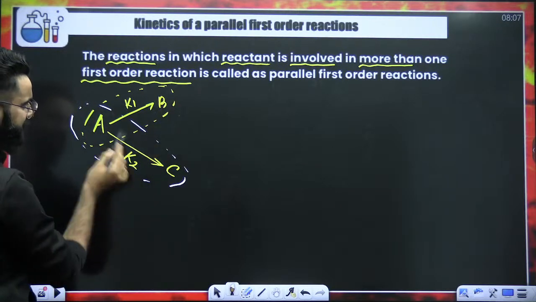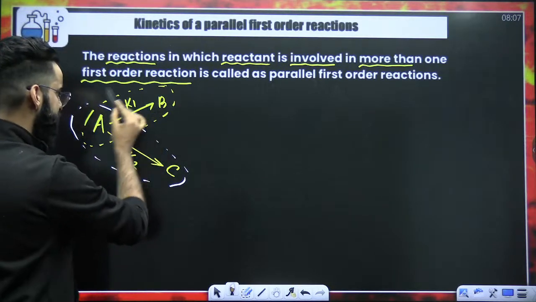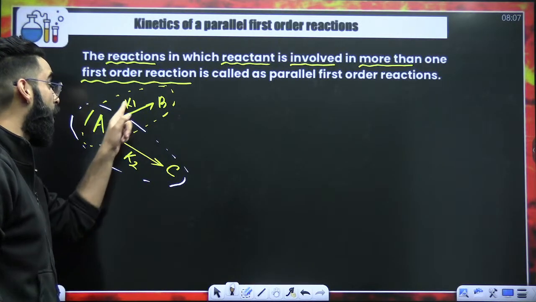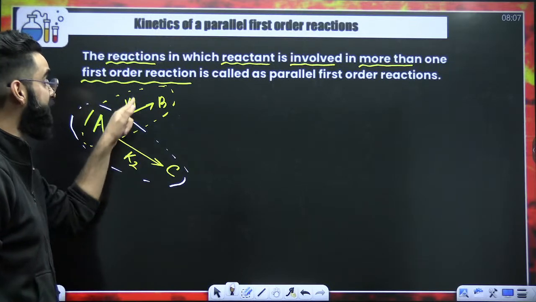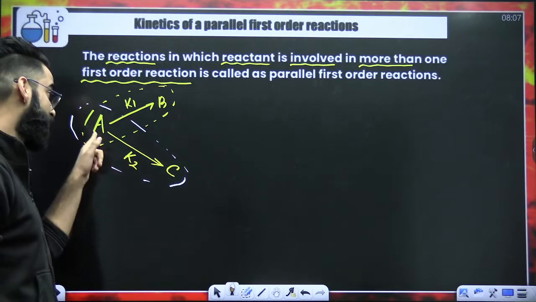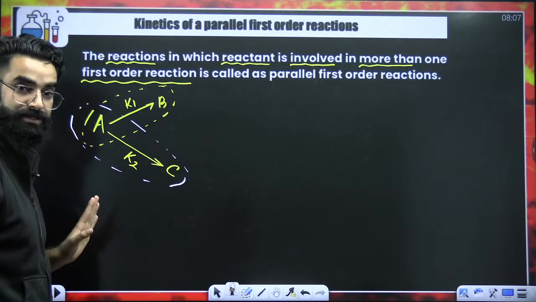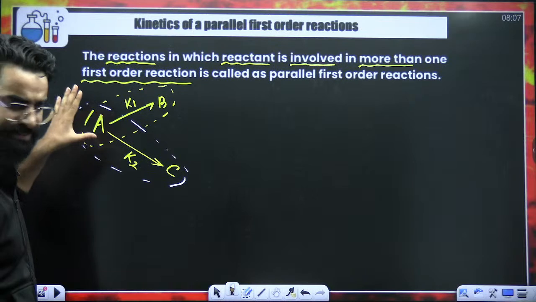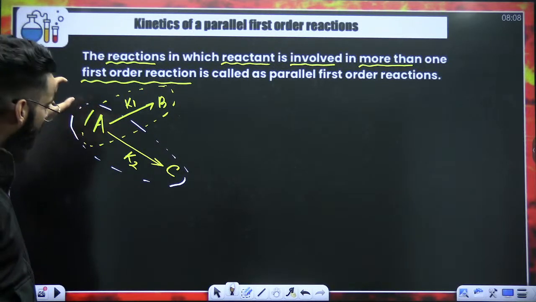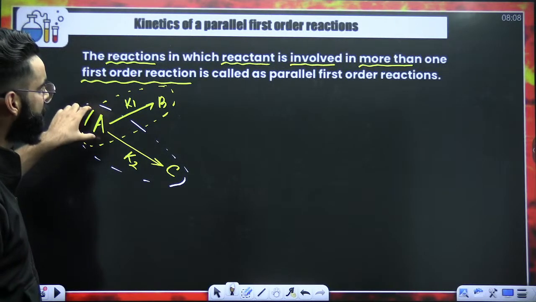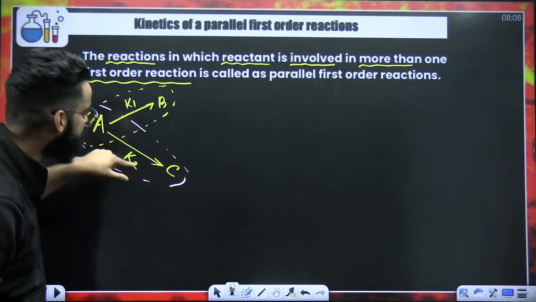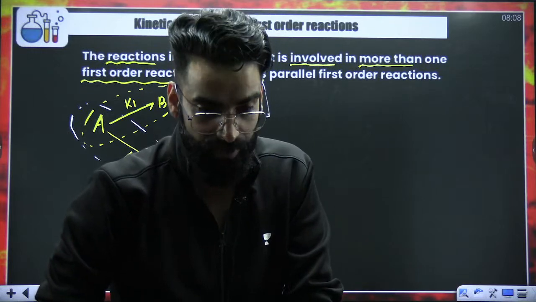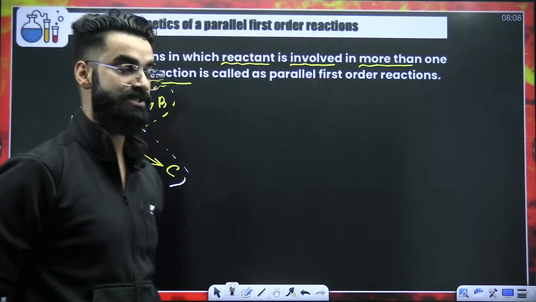So how many reactions actually are these? These are 2 reactions. This one is a first order reaction, and even this one is a first order reaction. And one reactant is common in both the reactions. One reactant is involved in more than one reaction. Whenever you see such a reaction, in which one particular reactant is involved in more than one first order reaction, you call this the parallel first order reaction.